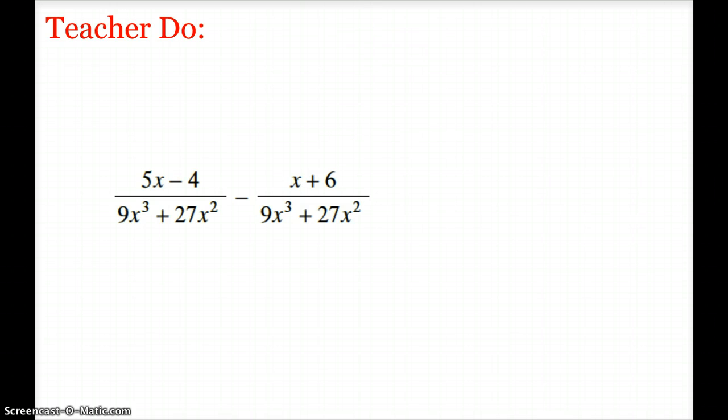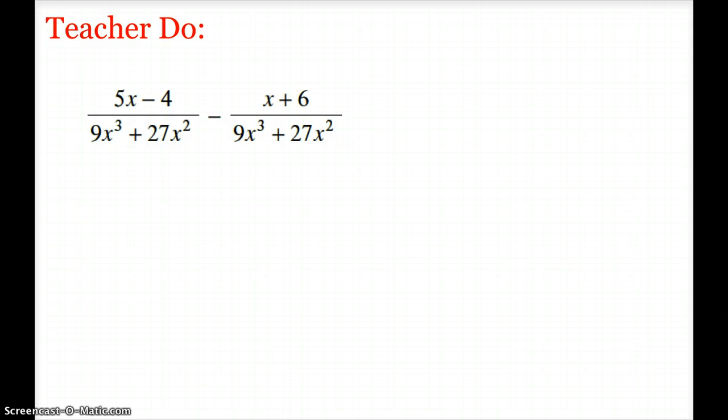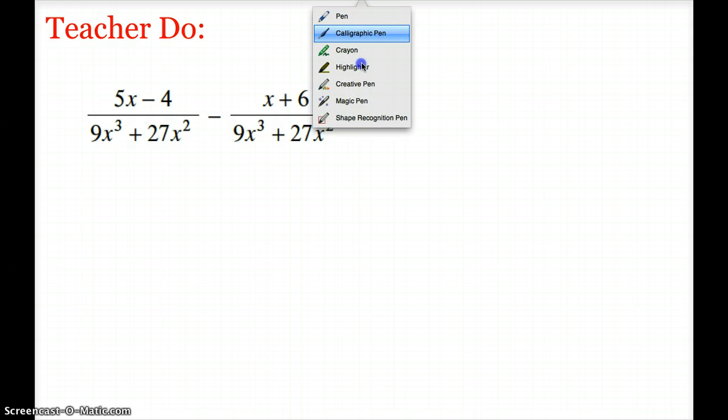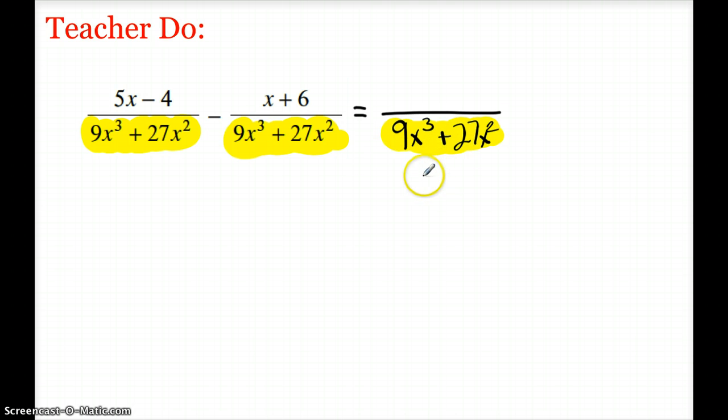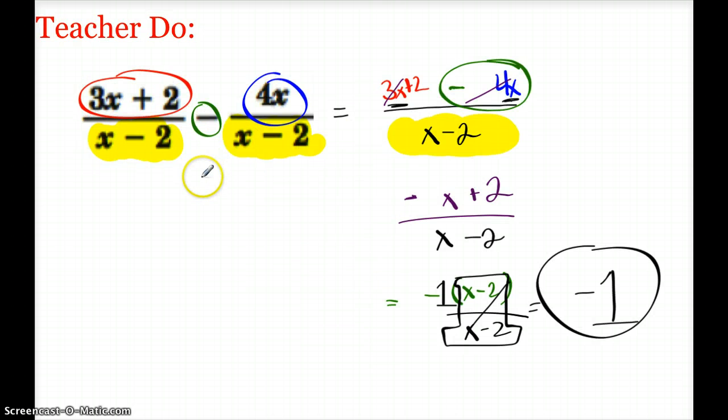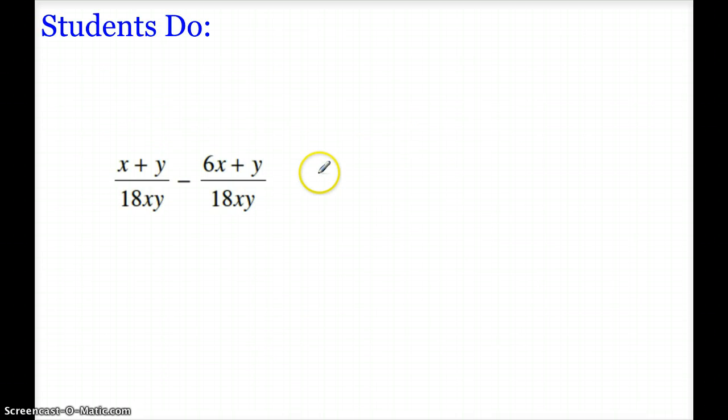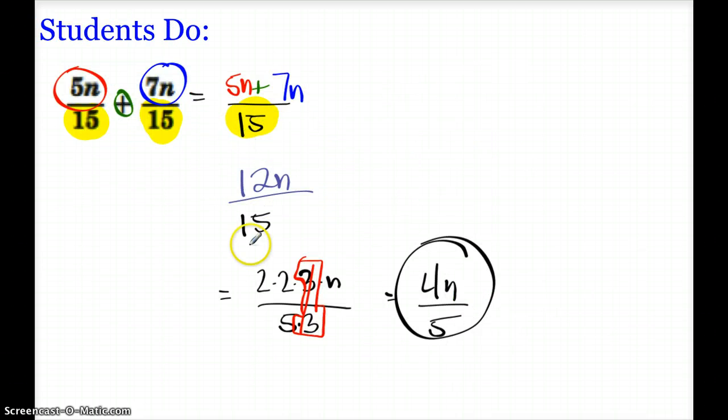All right, this one gets a little bit more complicated. What you'll notice is, let's start off with what we know. Denominators, the same. Denominators the same, therefore our solution, our denominators should be the same. Okay, 9x cubed plus 27x squared. But what you notice is this one is so much more involved than these last four. They're really, really simple.